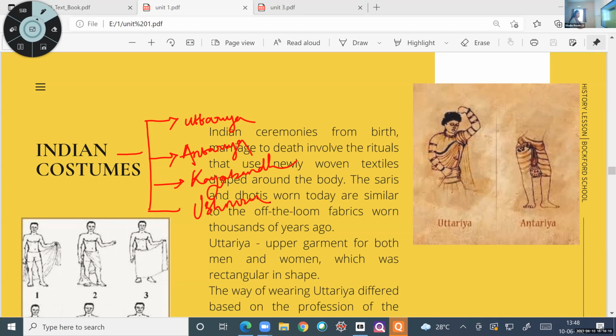Uttariya, what is Uttariya? Uttariya is an upper garment, a unisexual garment used by both men and women during the ancient Indian period. It is an upper garment, top wear, right? And what is Antariya? Antariya is a bottom wear.